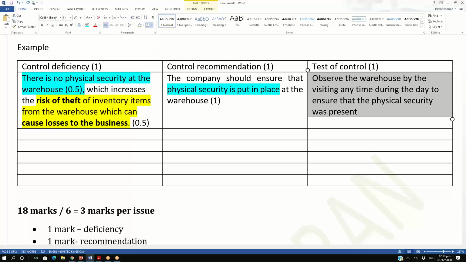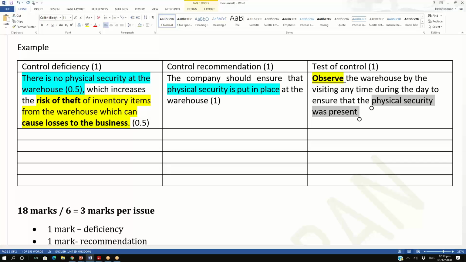So my test of control becomes observe. So you need to start a test of control with a verb, observe, to demonstrate you're doing something. Test of control means auditor is testing something. So when you're testing something, that should start with an action verb. So observe means I'm testing. How am I testing? Observing. So by observing, I'm testing that the physical security is present.